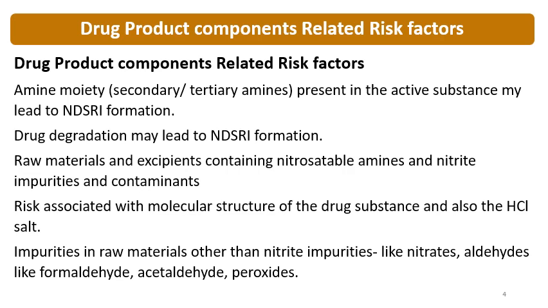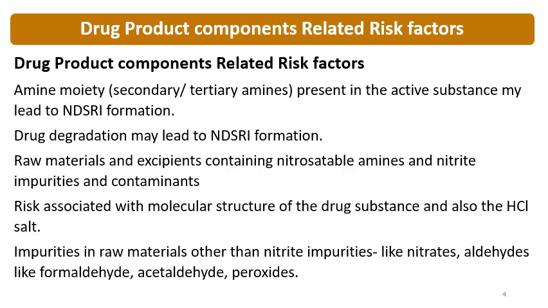If the drug substance is an HCl salt, then that HCl salt will lead to the possibility of acidic pH, and that acidic pH will carry a risk. Then there are impurities in the raw materials other than nitrite impurities, like nitrates, aldehydes such as formaldehyde and acetaldehyde, and peroxides. These impurities have a great risk for nitrosamine formation.